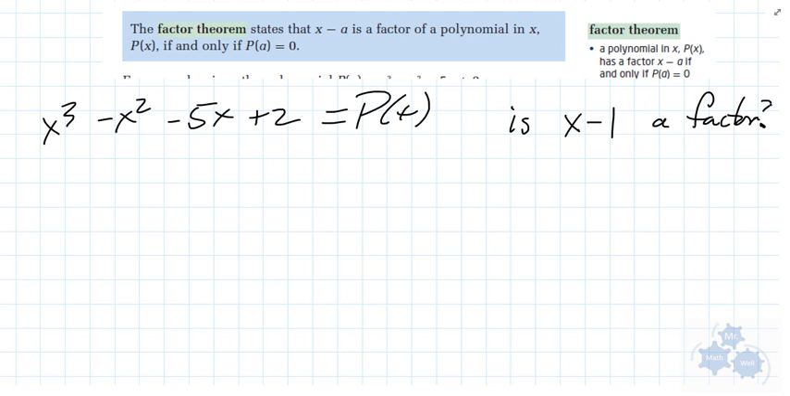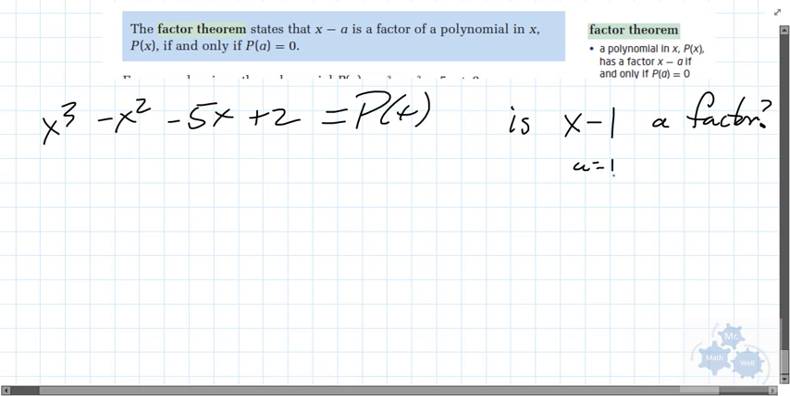What you could do is say, hey, I know what a is. A is positive 1. I'm going to find out what p of a is. And that's probably going to be your quickest, right? You could probably do this in your head as well. Just put 1 in there. That's going to be 1 minus 1 minus 5 plus 2. So what do we get? Well, that's 0, negative 3.